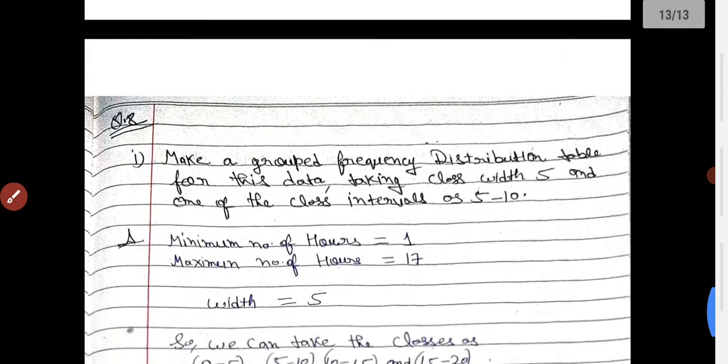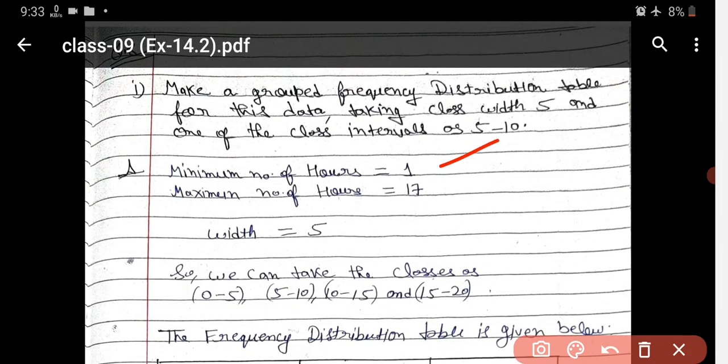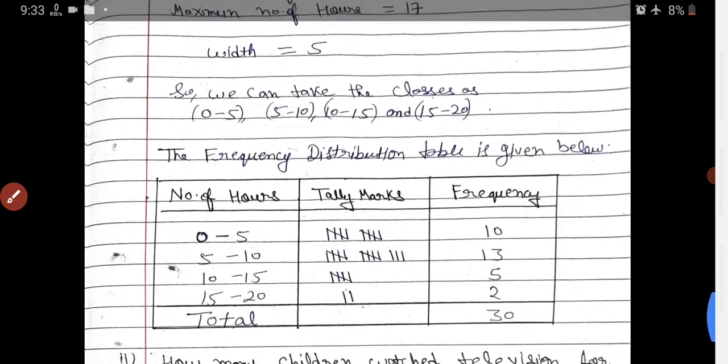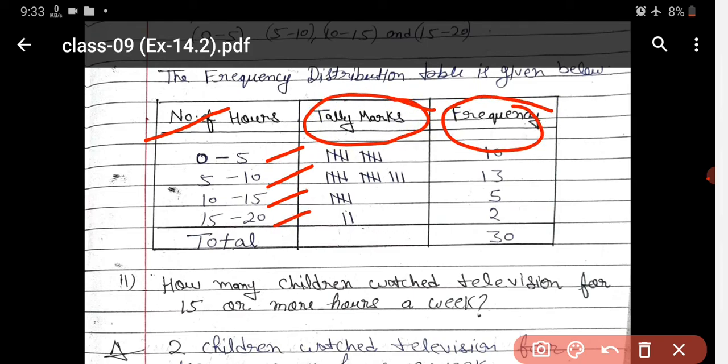So just write here: minimum number of hours is 1, maximum number of hours is 17, class size is 5. So what are the classes you have to take? You have to take 0 to 5, 5 to 10, 10 to 15, and last 15 to 20, because the last value is 17. Now the frequency distribution table is given below. Just write here number of hours: 0 to 5, 5 to 10, 10 to 15, 15 to 20. The second column is tally marks, and the third is frequency, which you have to write out.